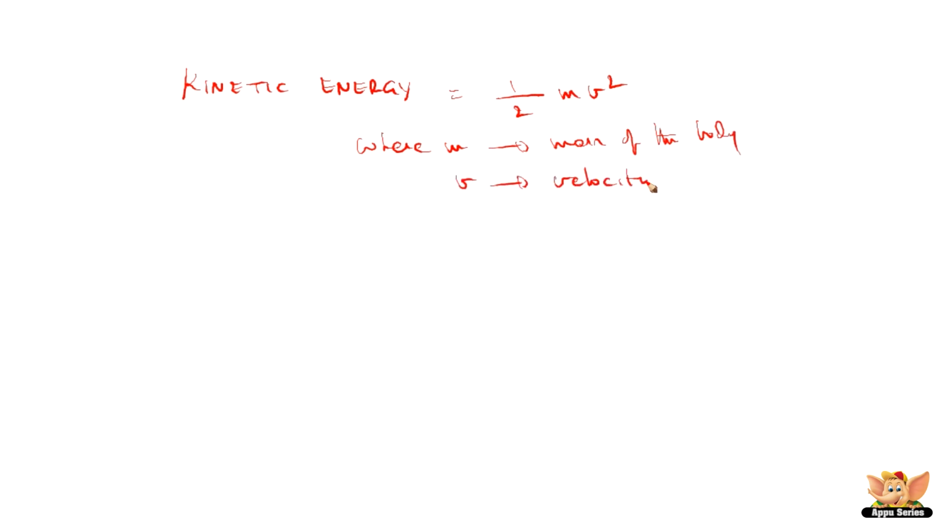So we say kinetic energy is half mv square, where m is mass of the body and v is velocity of the body. Thus, a body of mass m moving with the velocity v possesses a kinetic energy of half mv square. And the unit for this is joules.